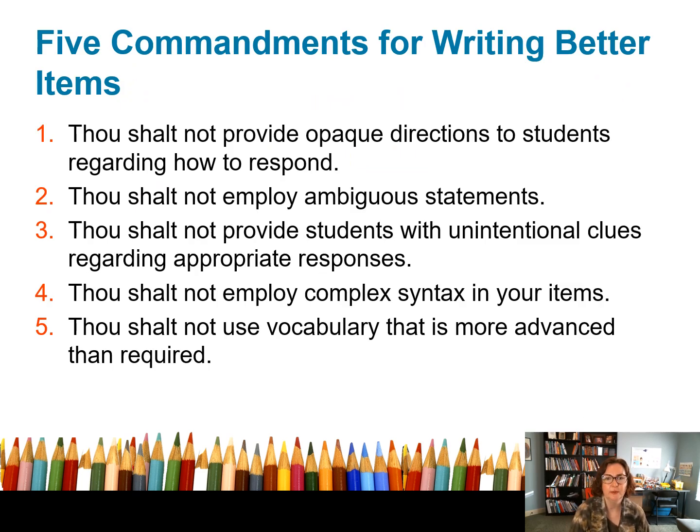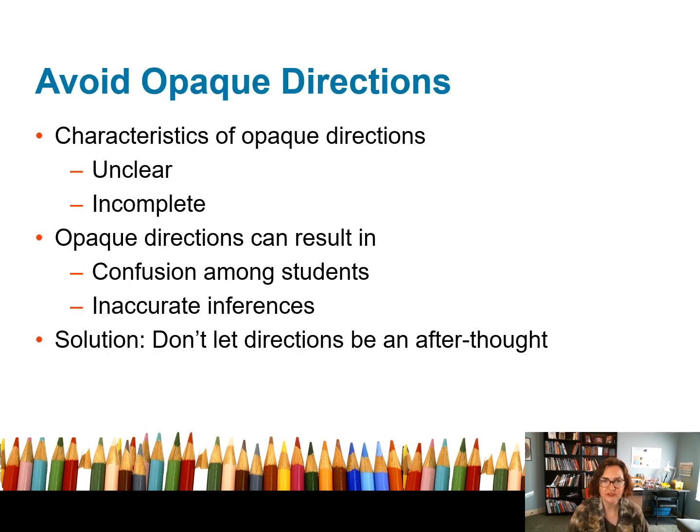These 5 commandments for writing better items come from Popham's classroom assessment textbook. He talks about the importance of not having opaque directions, ambiguous statements, giving students unintentional clues, using complex syntax, or using vocabulary that is more advanced than needed. I'm going to go over those quickly. Opaque directions are challenging because they're unclear and incomplete. If you don't know what's expected of you, it's difficult to be consistently good at it. So don't let your directions be an afterthought.